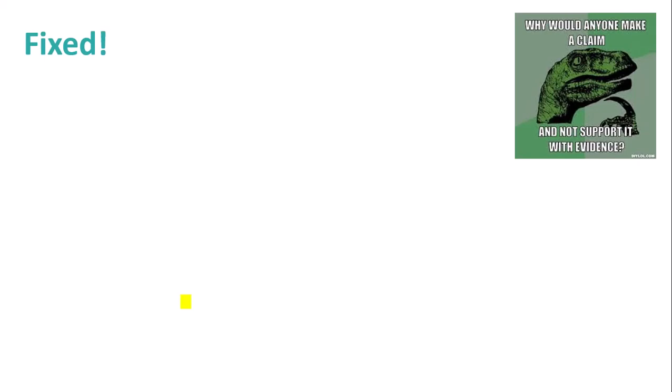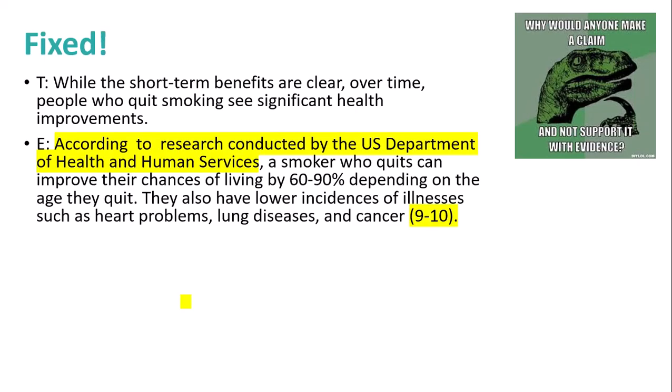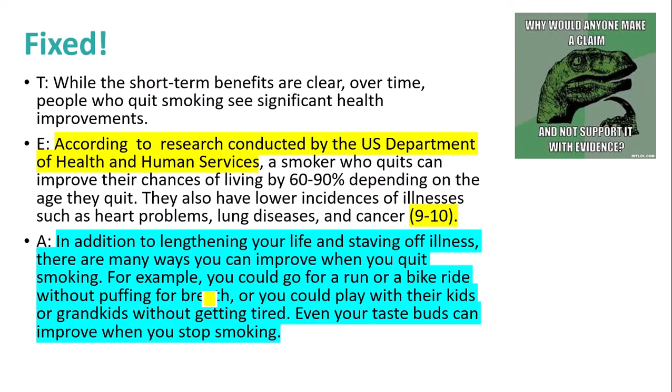So here is that paragraph fixed. We included from before the paraphrase from the U.S. Department of Health and Human Services, and now we have the full analysis. Lengthening your life to stave off illness. There are other ways you can improve when you quit smoking. For example, you can run or go for a bike ride without puffing for breath. You could play with your kids or grandkids without getting tired, right?